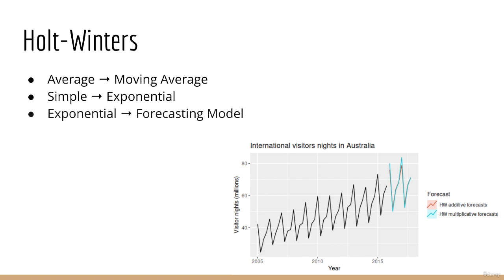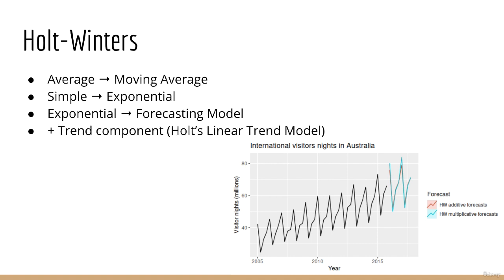Seeing this as a predictive model opened a new door for us, specifically allowing us to model the trend component. This gave us Holt's linear trend model, which improves on exponential smoothing by predicting lines at any angle rather than just horizontal lines. From there, we learned about the Holt-Winters model, which adds seasonality to the whole model.